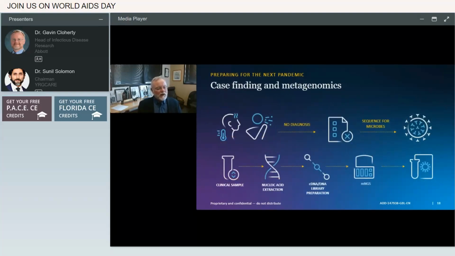As I mentioned, it starts with the case where there's no diagnosis, fitting a case definition or a set of criteria that warrants it to be triaged into the program, where it undergoes very sophisticated sequencing and bioinformatics techniques to try and understand what could be in that sample and making that person sick.